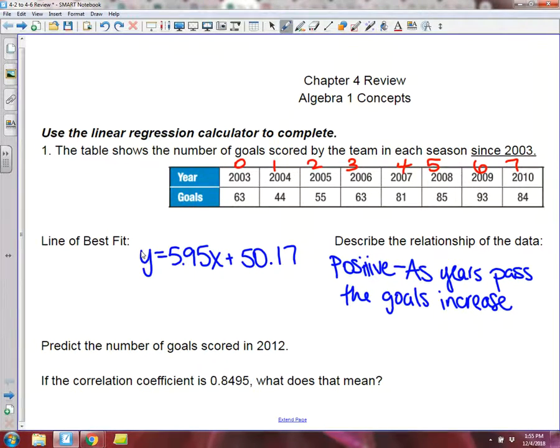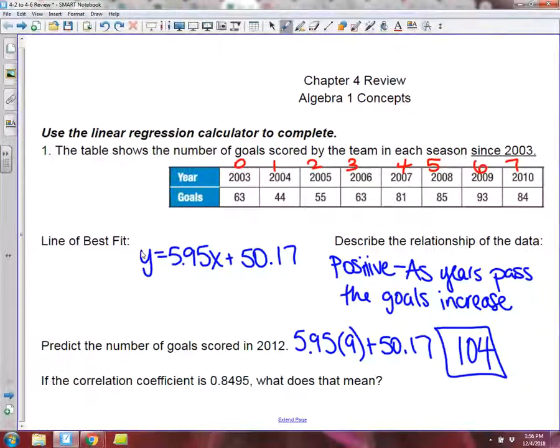Now I want you to make a prediction. It's 2012. What year did we start in this table? 2003. So how many years have gone by if I'm in 2012? From 2003 to 2012 is 9 years, so we're going to plug in a 9. So 5.95 times that 9 plus 50.17. And this is going to give you a decimal, but you cannot have a decimal of a goal. So you need to round appropriately. 103, you say? What's after the 3? Be 104. Approximately 104 goals in 2012.